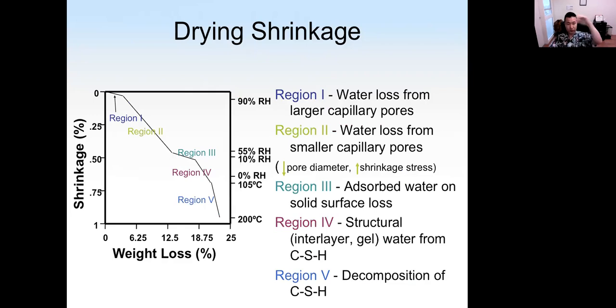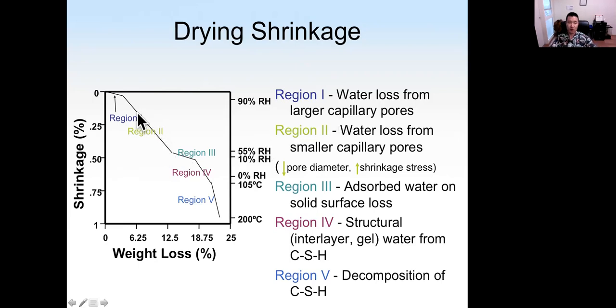Okay. This curve is very useful, showing us how the shrinkage developed over the weight loss due to the water loss in concrete. Okay. And we can see, depending on the relative humidity inside the concrete, the water will be lost from different parts of concrete. For example, region 1, which is between 100% to 90% RH, that is water loss from the larger capillary pores, the pores with larger size.